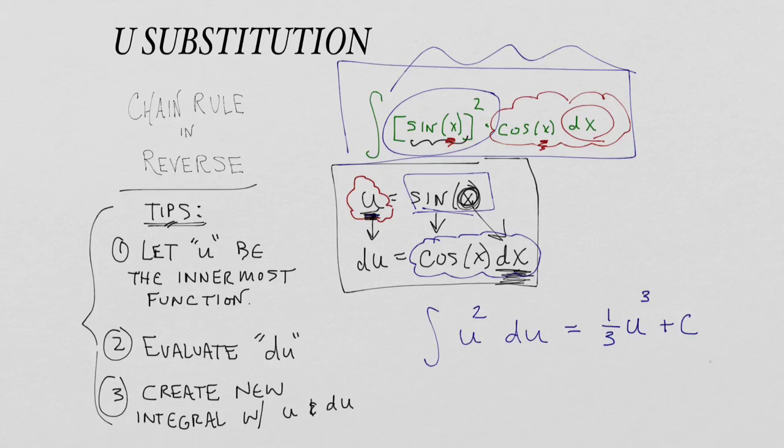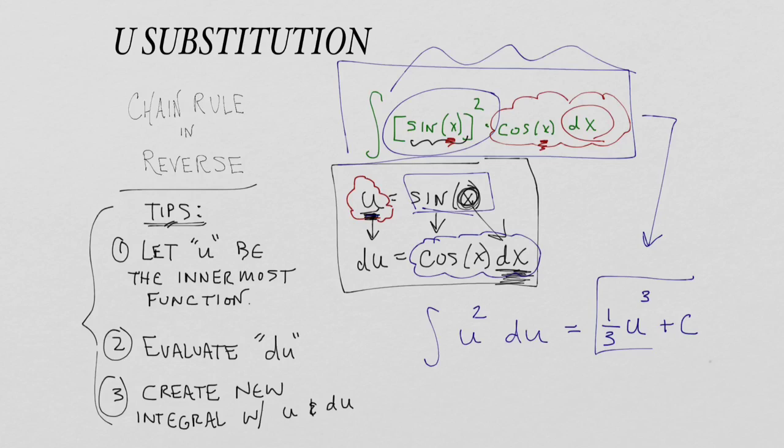Bam! Easy. 1/3 times u to the power of 3 plus c. I'm remembering the plus c because I have an indefinite integral. And now, of course, I'm not done because I've got to translate this back, right? The answer to this antiderivative is not 1/3 u to the power of 3 plus c because it's like, what even is u? So what we need to do is translate this back into the language that we originally were speaking, which is the language of x.